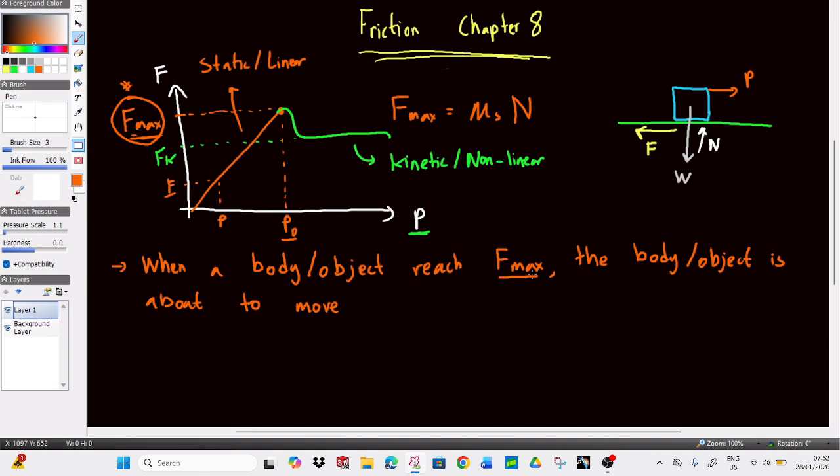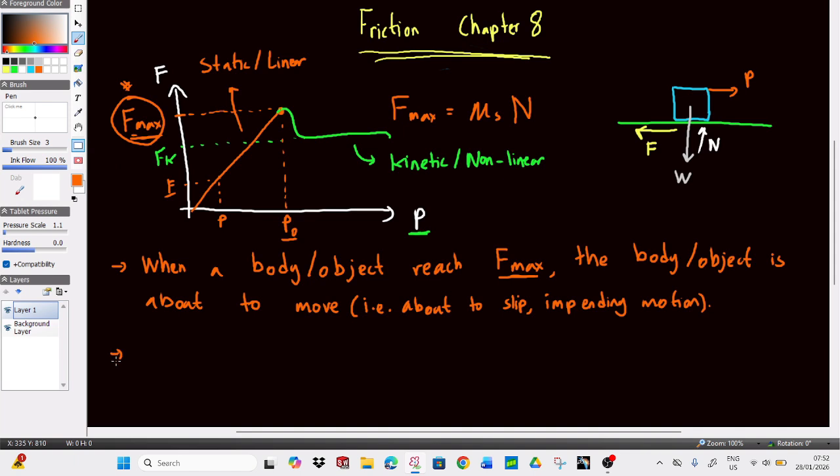And when it reaches F max, the body or object is about to move, and normally in your books they would say something like about to slip, or something along the lines of impending motion. It's really just about to move.